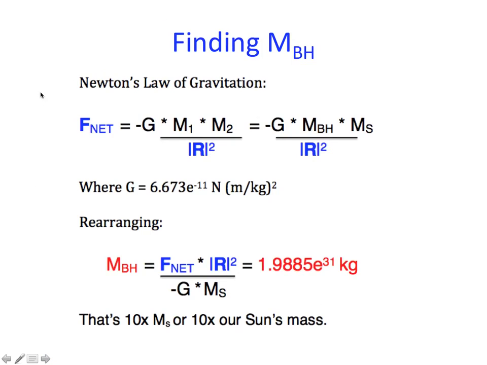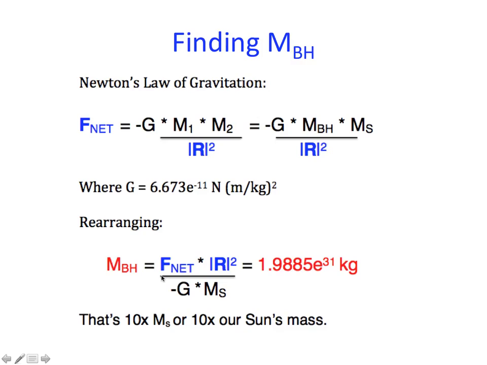So find the mass of the black hole. Newton's law of gravitation looks like this. However, we do not know right now the F net vector or the radius. And if we translate over here, we're looking for the mass of the black hole. So we have to find the radius and the F net vector. Once we have that, we do some rearranging.